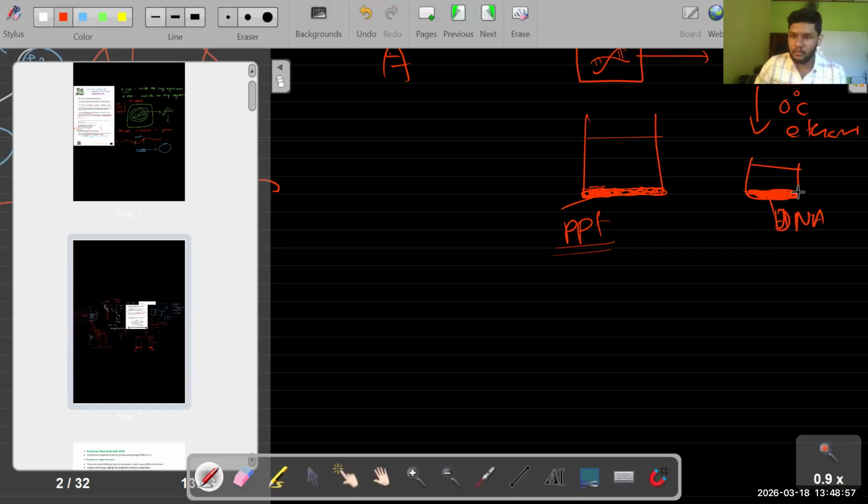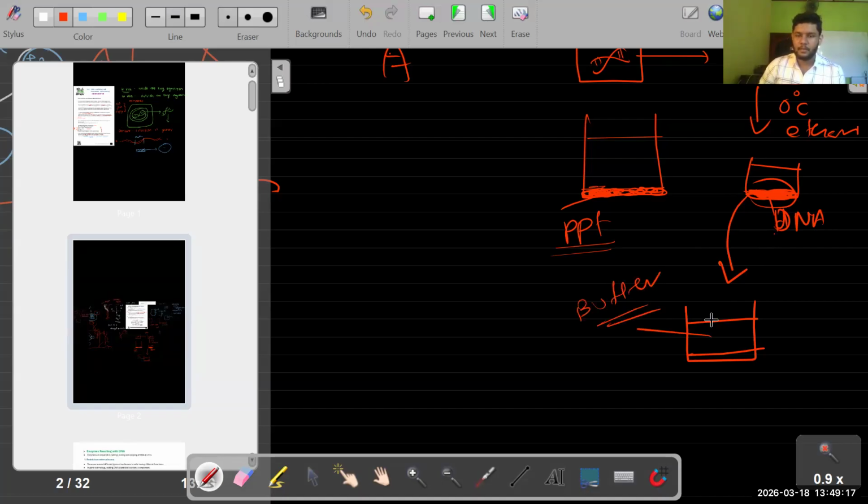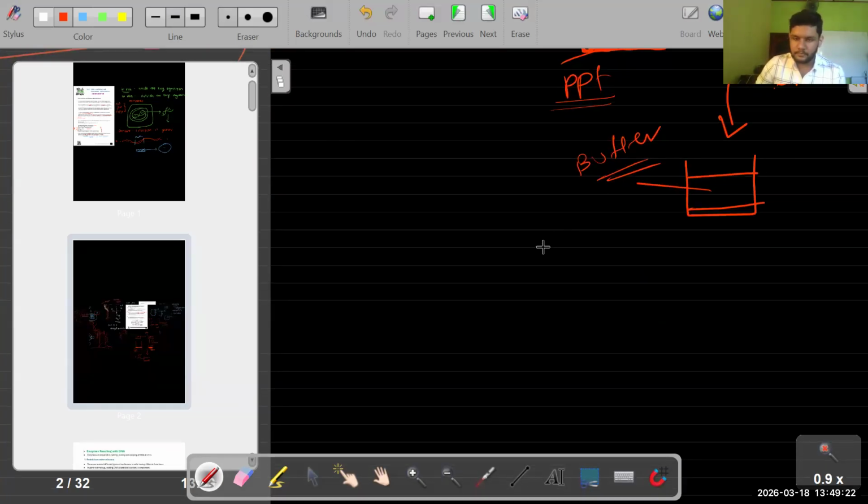DNA, right? Now, what we do is take the precipitate, and they say it is re-dissolved in a buffer. They take the precipitate of DNA and re-dissolve it in a buffer. Now you might ask, sir, what is this buffer? Buffer means, just simply remember it as a regulator, a regulating solution, right?